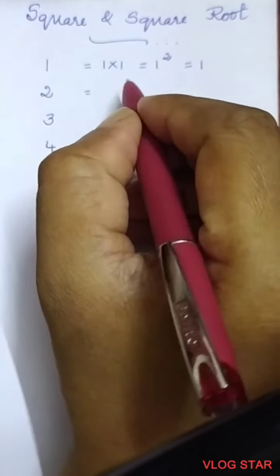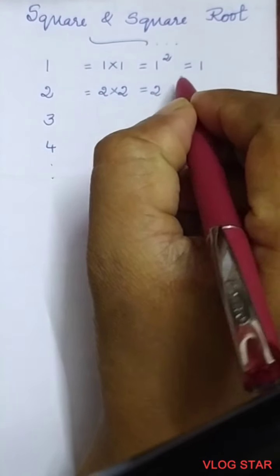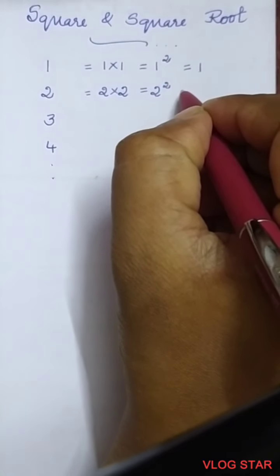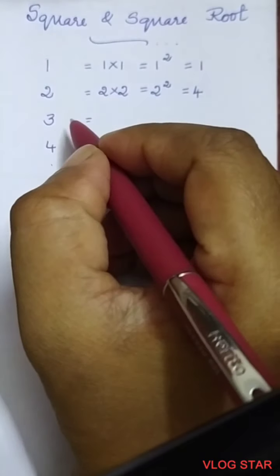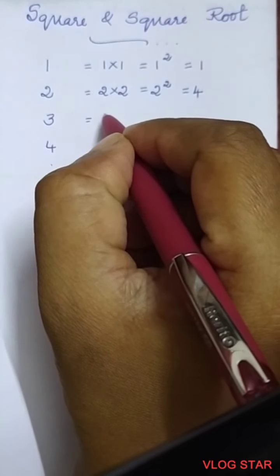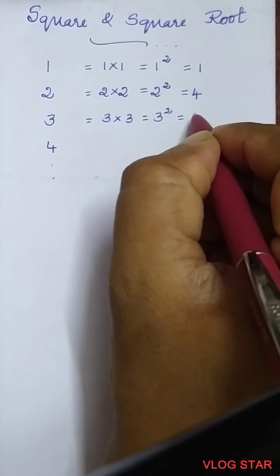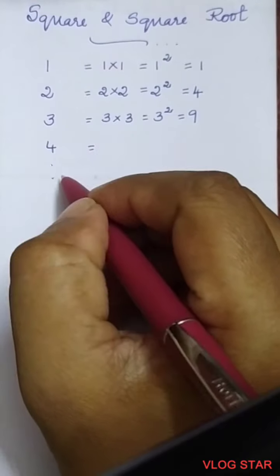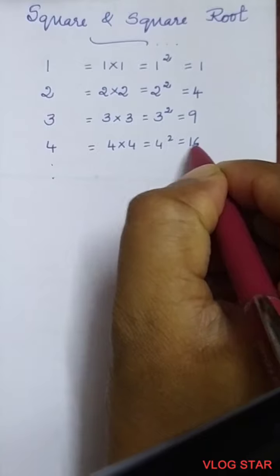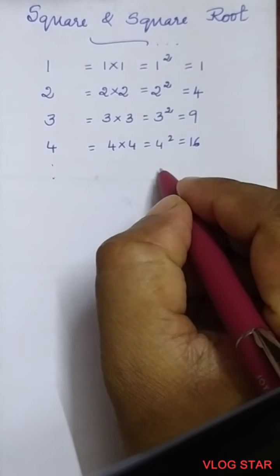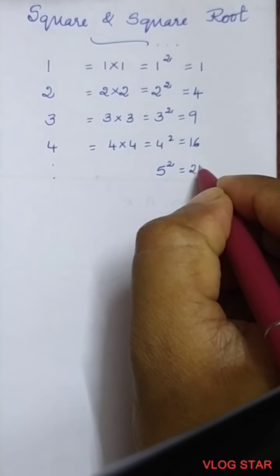So 2, that is multiplying the same number 2 times, 2 into 2, we will call this 2 square, is equal to 4. So what will happen for this one? 3. 3 square means what? 3 into 3 is equal to 3 square equal to 9. So likewise, when we write 4 into 4 is equal to 4 square equal to 16. So we can write the squares like this. 5 square means 5 5s are 25.